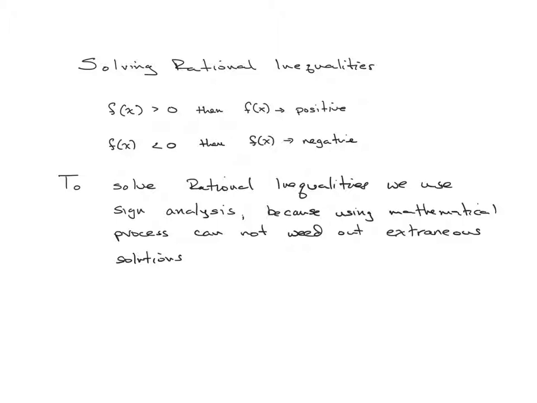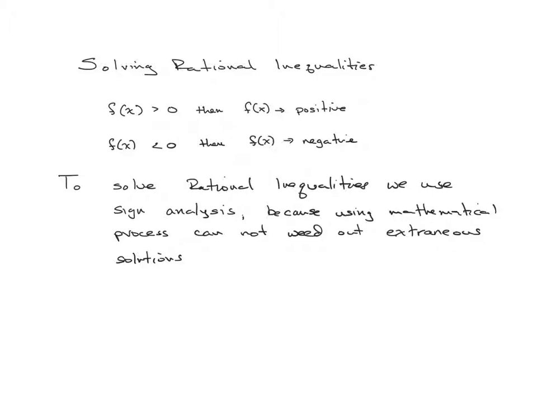The other part of this is that if I have some function and I'm saying it's less than zero, then that function must be negative. This piece right here is an extremely important idea that we have to solidify for our sign analysis. So I just wrote here that to solve rational inequalities, we use sign analysis because using a mathematical process cannot weed out extraneous solutions, nor does it pick up some solutions that are actually solutions based off the mathematics you're doing.